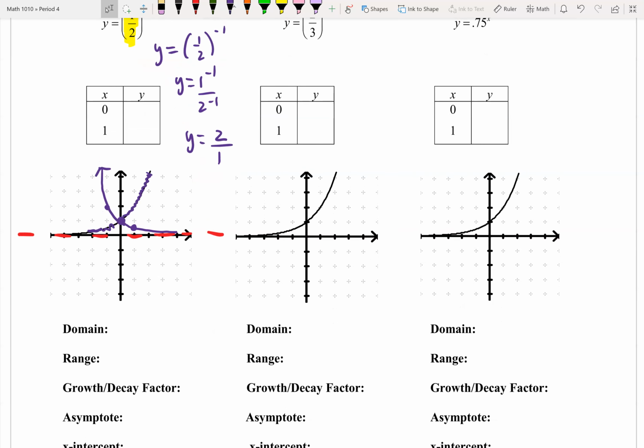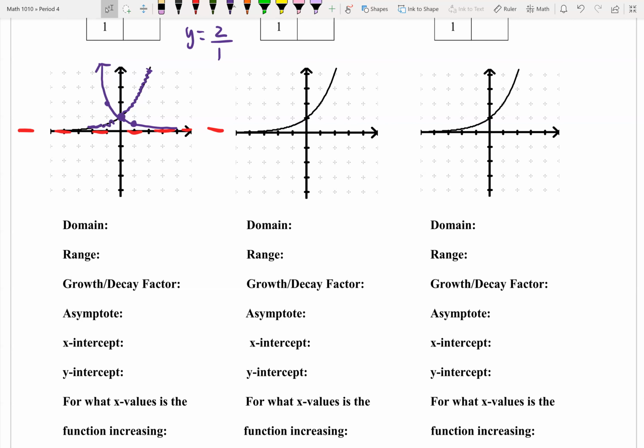Okay, domain. Everybody look at that graph and tell me what the domain is. All real numbers again. Range is, talk to me. y is greater than 0. I think most of us probably want to say 0 to infinity. Is it a growth factor or a decay factor? It's a decay. And what's the value? 1/2. The asymptote is, just shout it out, everybody. y equals 0. Where's it going to cross the x-axis? It's not, so we're going to say none. The y-intercept is (0, 1).